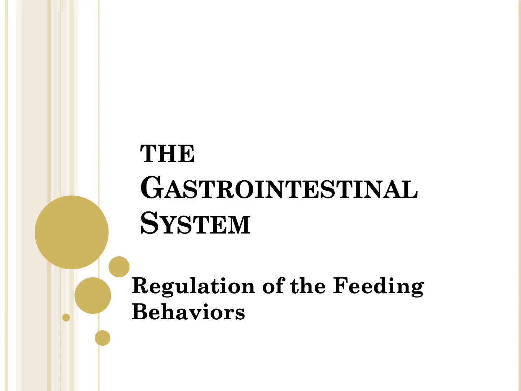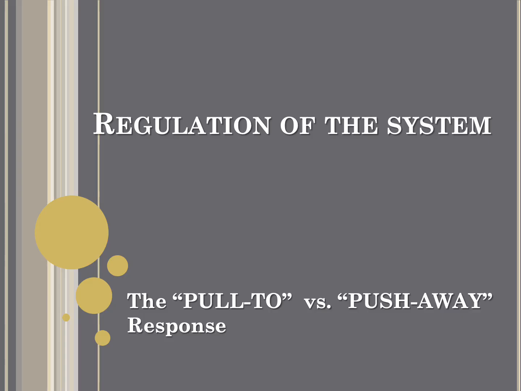So let's go ahead and take a look at how we go about regulating when we eat, or more importantly, when we don't eat. What we're looking at is an antagonistic reflex loop, which I like to call the pull to push away responses, in which we look at why do I feel hungry? Why do I feel full? Why is it that I start salivating as soon as I start thinking about food? What allows the make you full stuff to actually make you full?